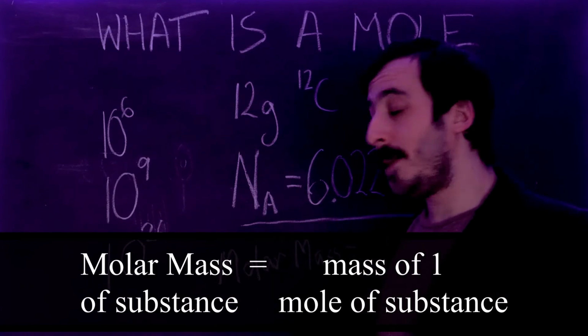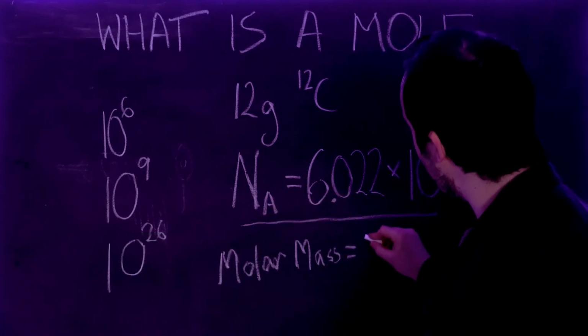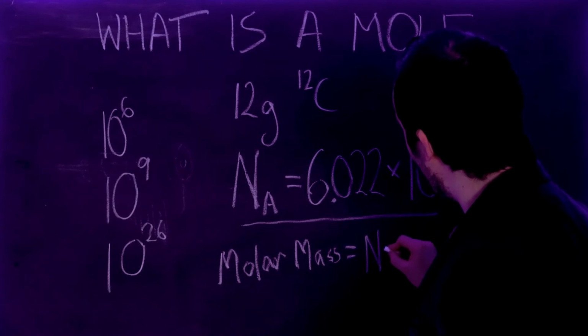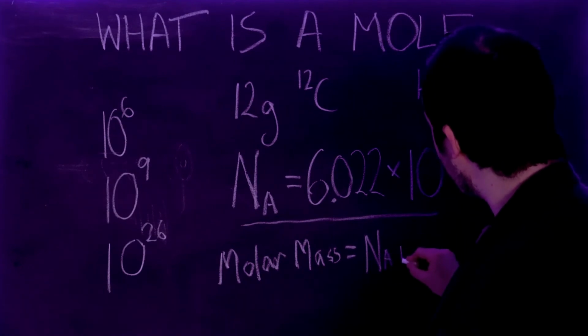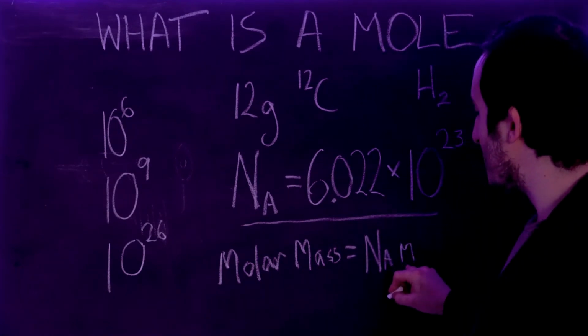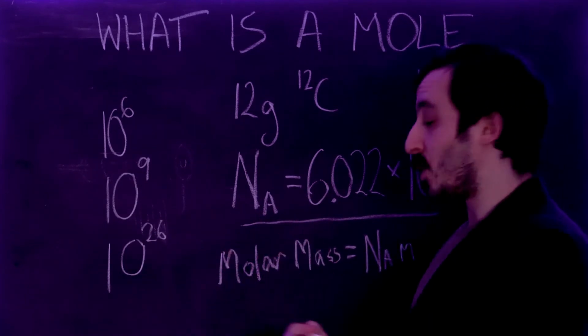But more generally, if we're trying to find the molar mass, what we need to do is take the Avogadro number, that is the number of atoms in our mole, and multiply that by little m, which is the mass of exactly 1 atom or 1 molecule or whatever it is which we're trying to find the molar mass of.